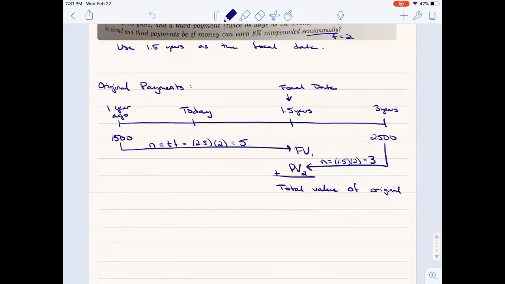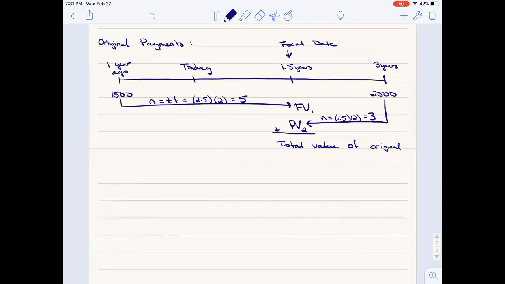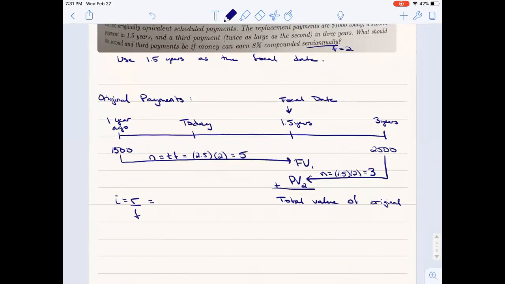And maybe, just so I don't forget to do it, i is r over f, and r is 8%, so 0.08 divided by 2, 0.04. And it's the same for both of these payment plans.